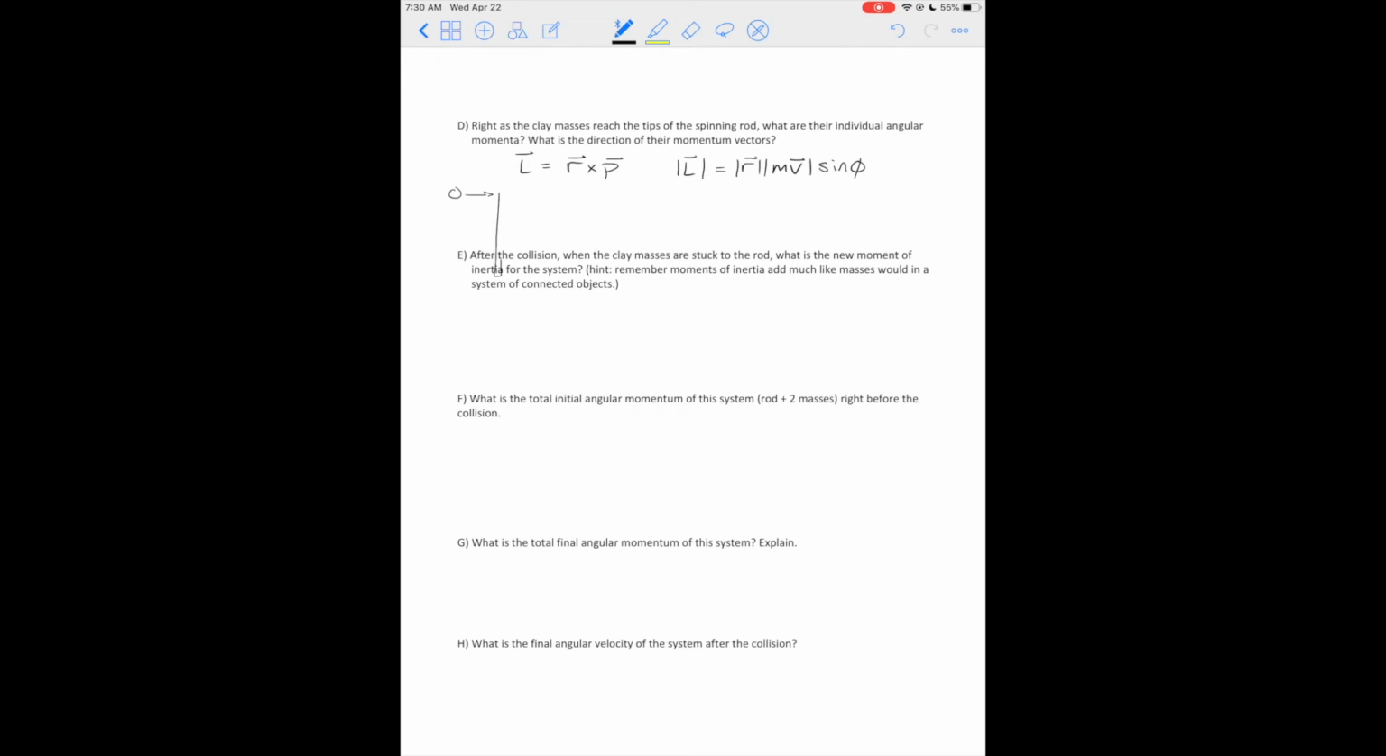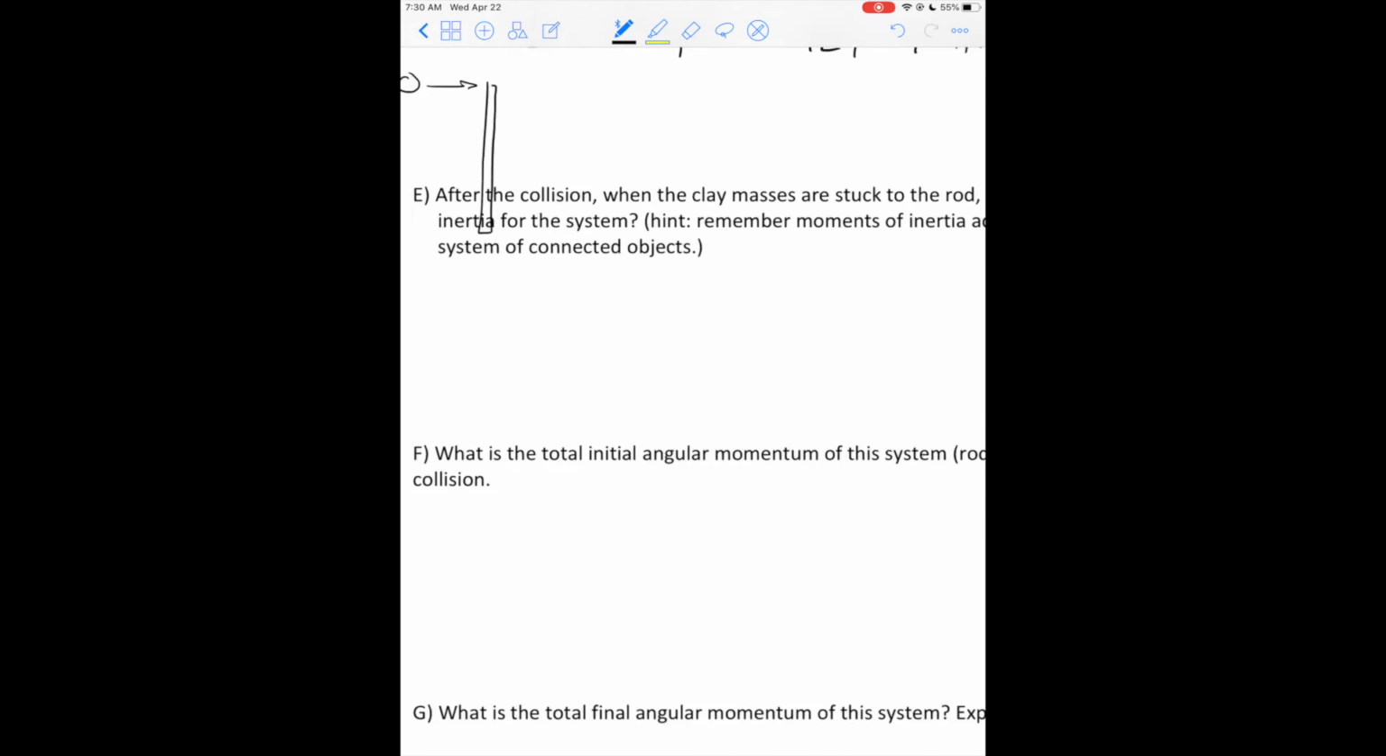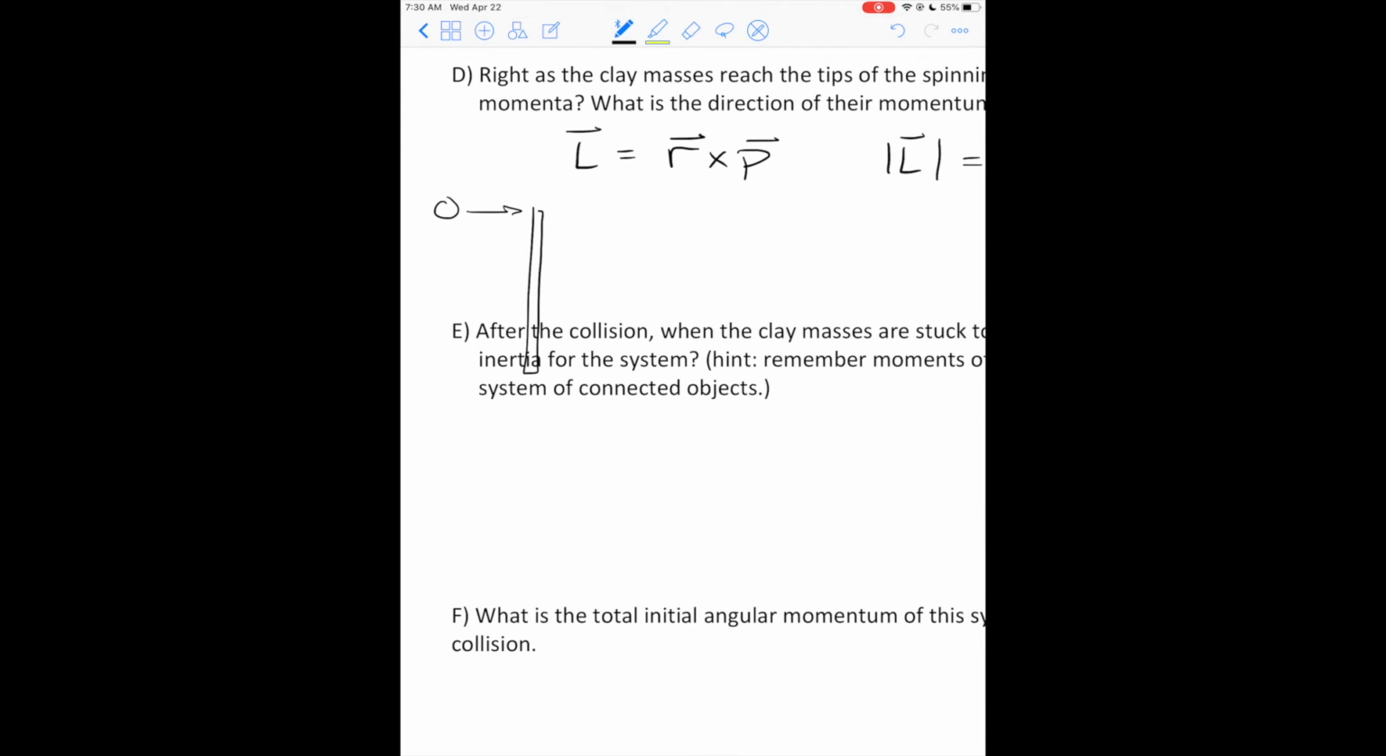So if I think about what's going on here, I'm going to draw an overlapping figure right now. I have clay coming in, hitting the top of this rod. If I'm rotating about the center, I know that I'm some R away. This R is going to be 1 meter. I know that I'm moving at 10 meters per second. So my R vector extends up here. My P vector goes like this. The angle between them is 90 degrees.